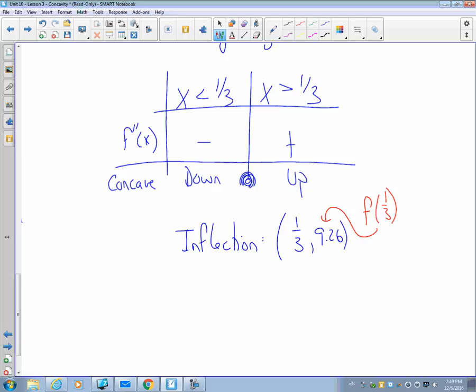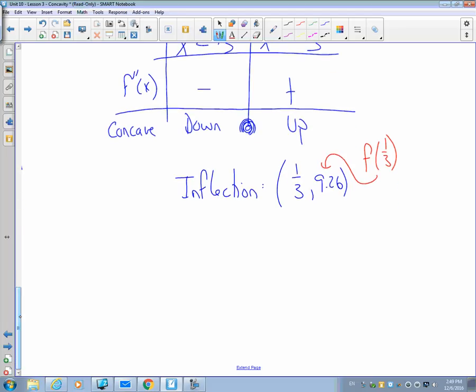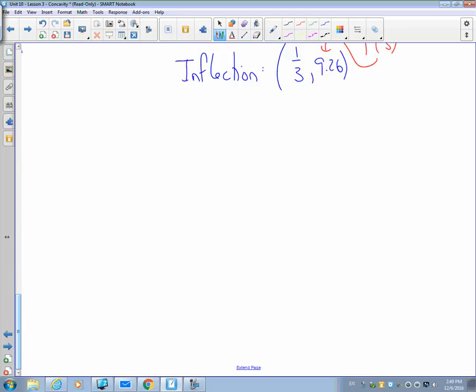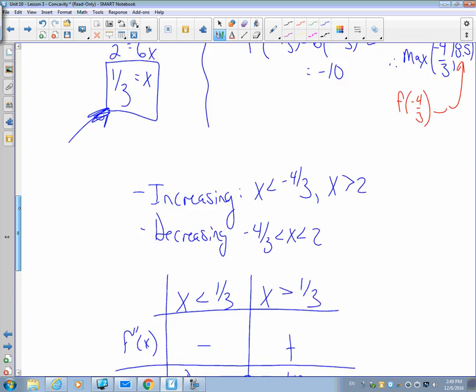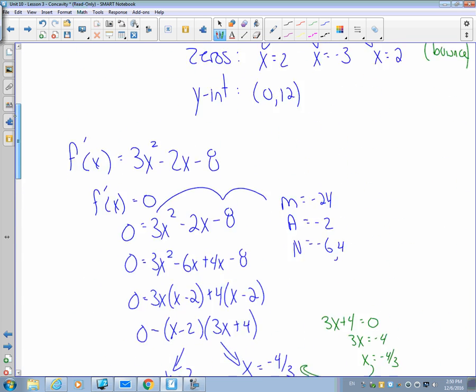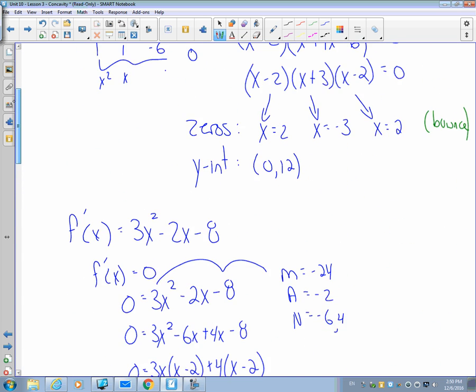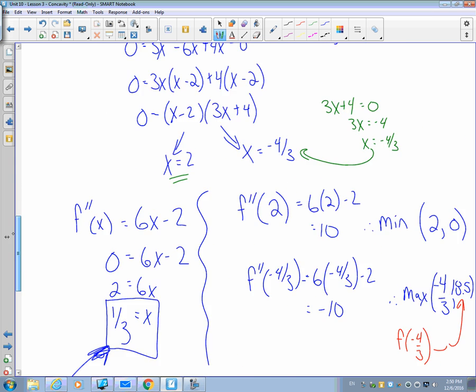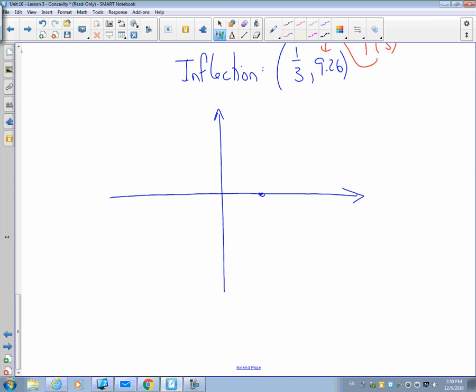And the last thing they want us to do, and there was a lot of stuff in this one, is make a sketch. So let's get ourselves a sketch. Back to the beginning, our list of all the things. What do we know? We know for sure we've got zeros at 2 and -3. Let's put those in. We got one at 2. We got one at -3. We knew for sure there was a y-intercept at 12. Okay, so I'll call that 12.